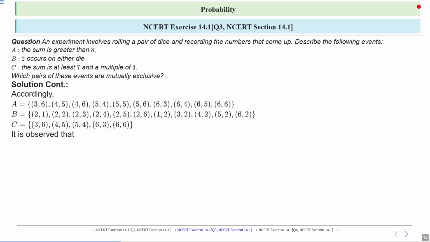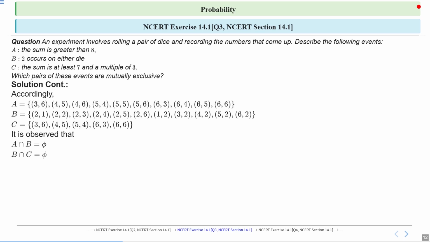So now try to observe A intersection B. You can observe in events A and B that there is no common ordered pair. So the intersection of events A and B is the empty set. A intersection B is empty.